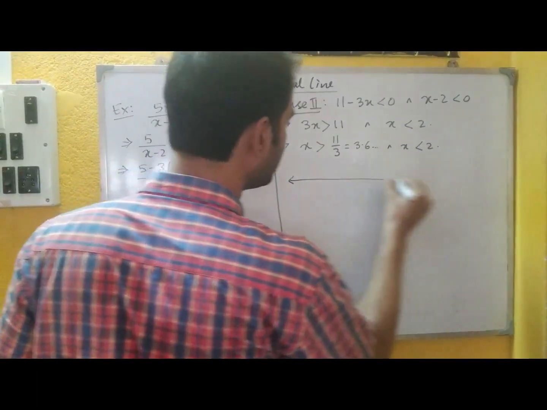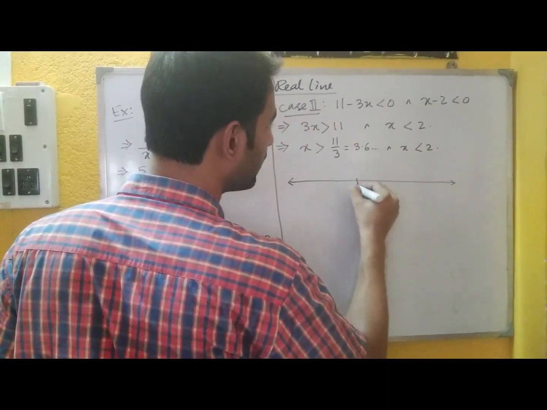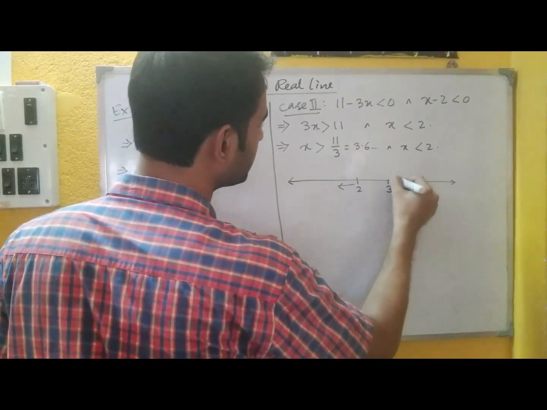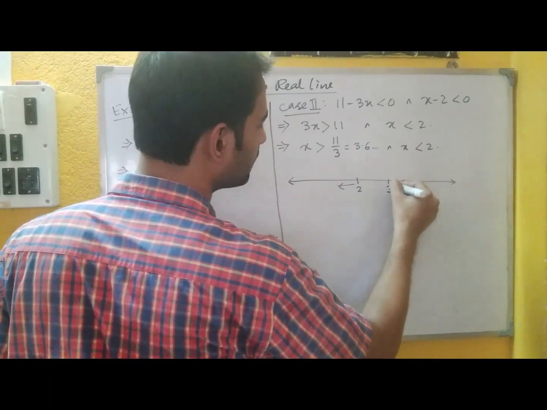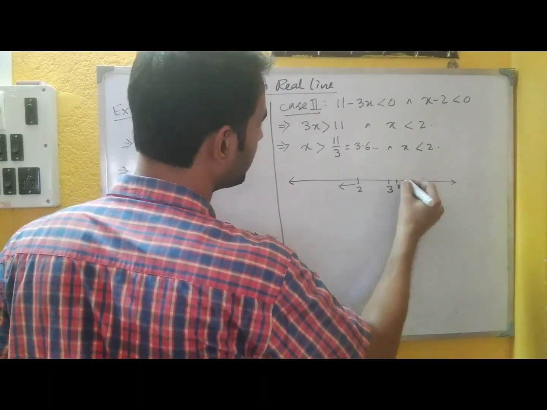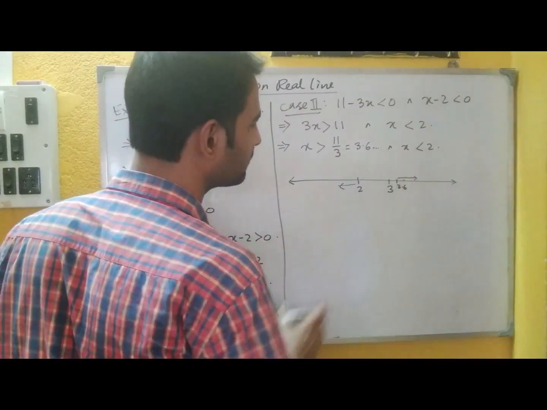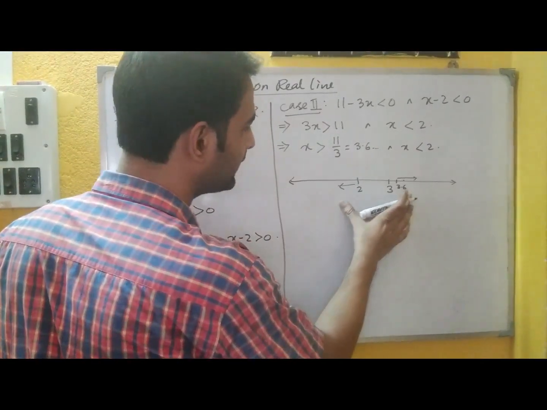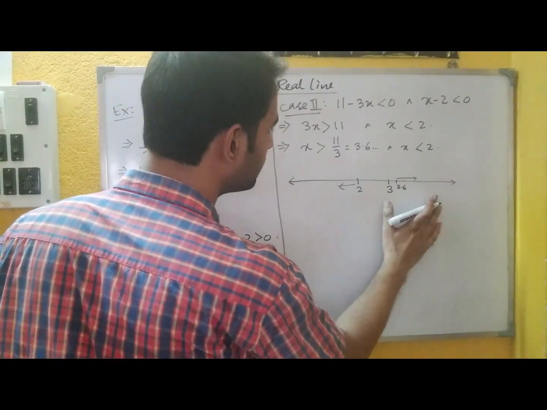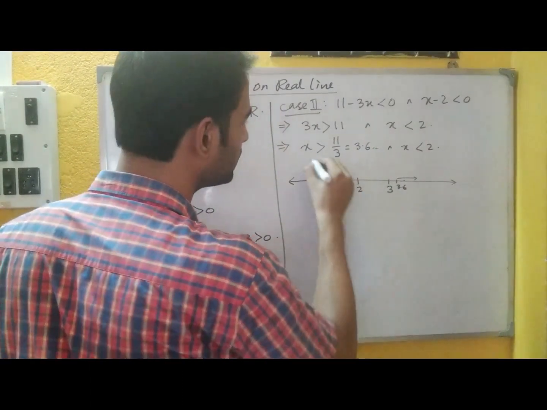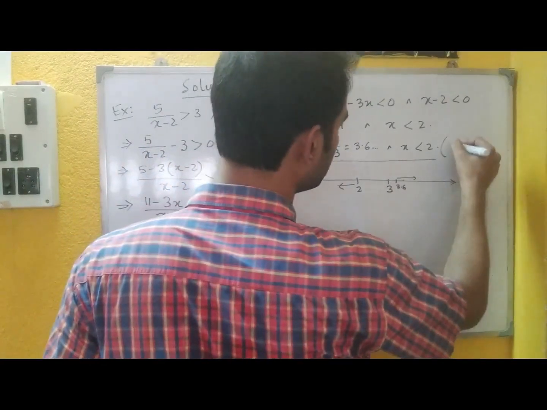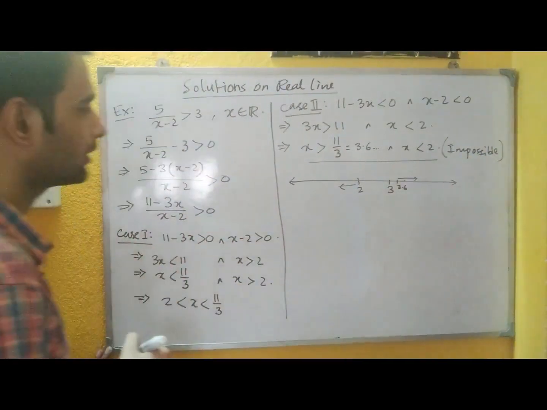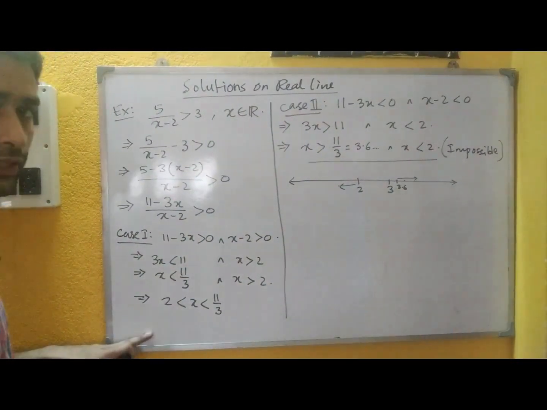So on the real line, what is this solution saying? X is less than 2, that means on this side, and if it is 3, then 3.6 is somewhere here. So it is saying that x is greater than 3.6 and something. So these two cannot happen simultaneously, because either x can be on this side or x can be on this side. They cannot happen simultaneously. So this condition or this solution is absurd. That is impossible. So we will exclude this from the solution set and take only this one as a solution.